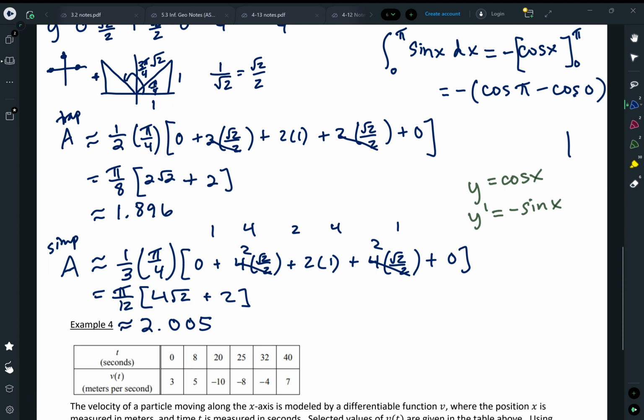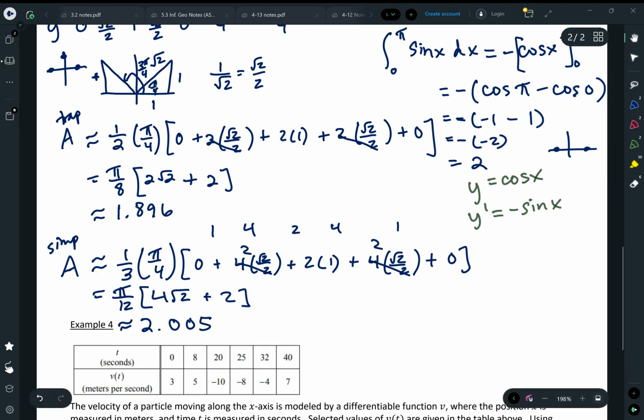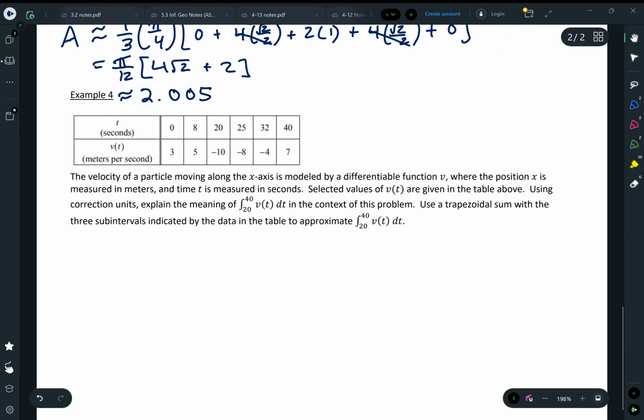So if I'm thinking about the cosine of pi, that's -1. So this is going to be the negative of -1 minus cosine of 0, which is +1. So I have the negative of -2, which is +2. Again, I could check this with my calculator, but I really think it's valuable to go through and work out the trig.